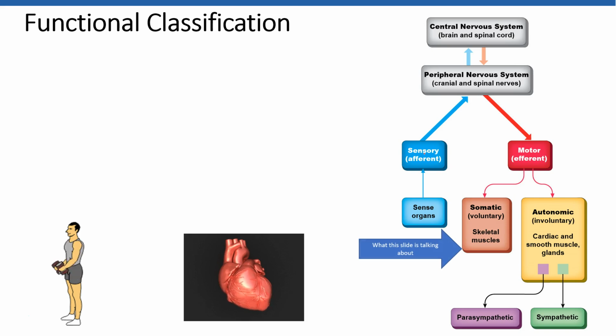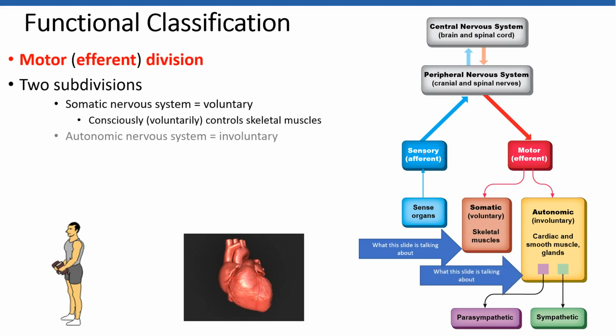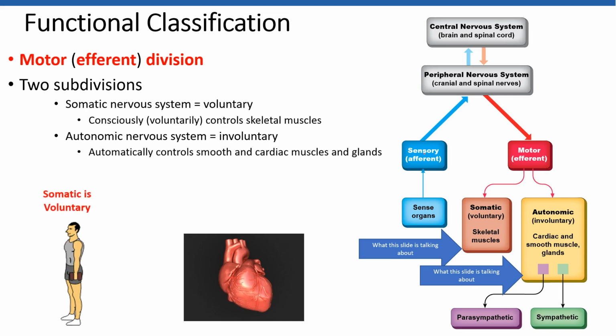So on this slide we're talking about the somatic and the autonomic division. Both of them are subdivisions of the motor division. So somatic is voluntary. If I tell you to do a bicep curl, you can control that. You could say, no, I'm not going to, or you can do bicep curls all day long. That is completely at your discretion. It's voluntary.